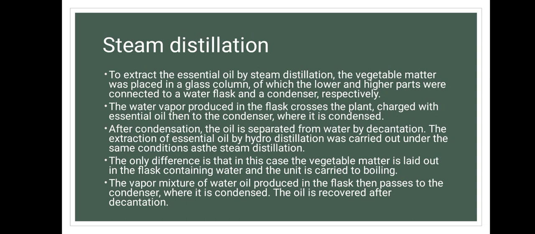The extraction of essential oil by hydrodistillation was carried out under the same conditions as steam distillation. The only difference is that in this case, the vegetative matter is laid out in the flask containing water and heated until it boils. The vapor mixture of water and oil produced in the flask then passes to the condenser where it is condensed. The oil is recovered after distillation. Basically, the oil comes at the top layer of the flask, and then we extract it from there.